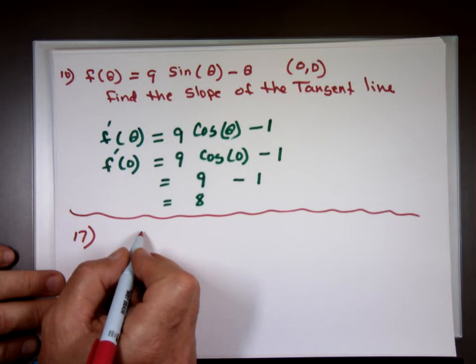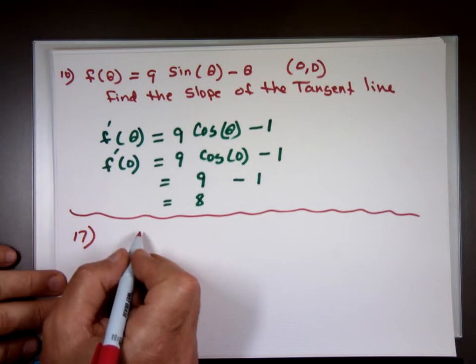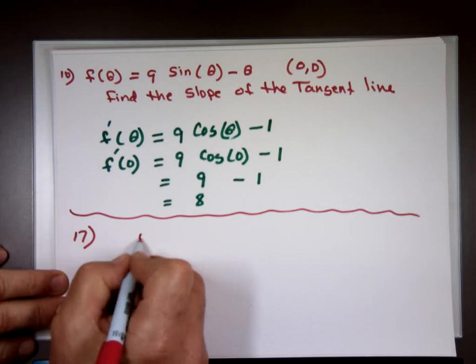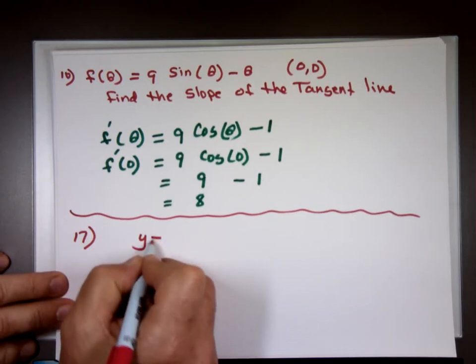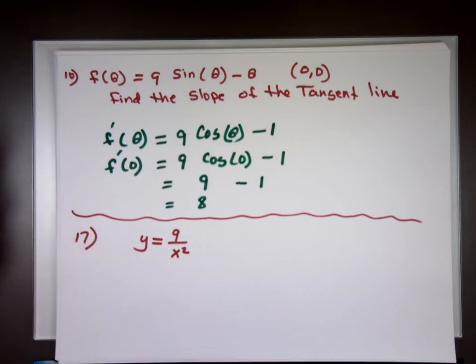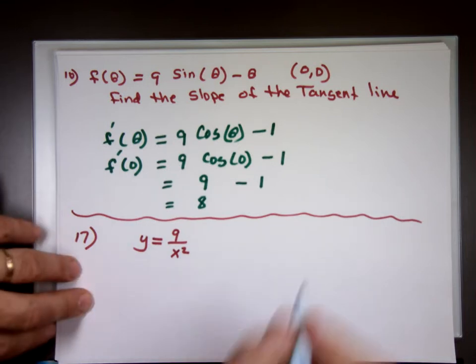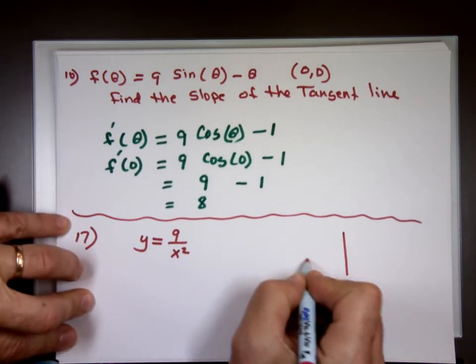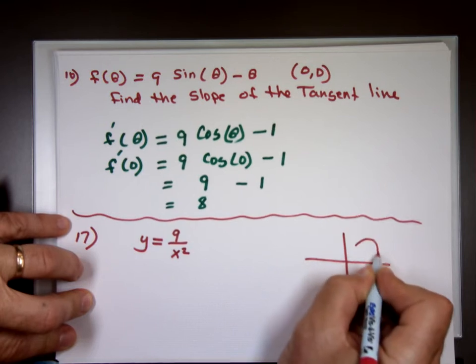Determine the point at which the graph of the function below has a horizontal tangent line. If the function does not have a horizontal tangent line, write DNE. Horizontal tangent line, what does that mean? The slope is 0.